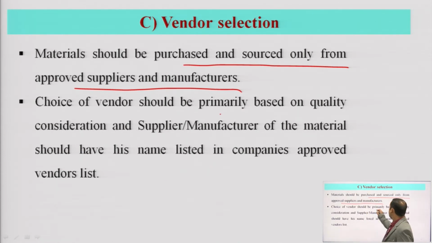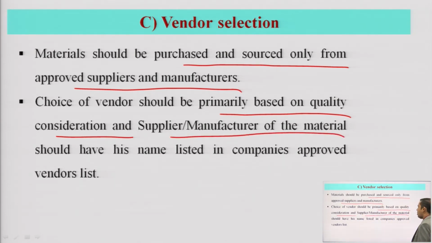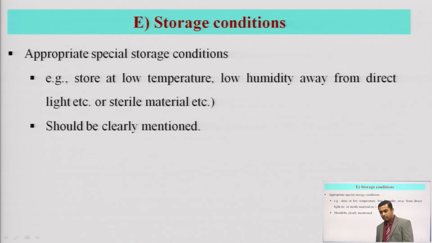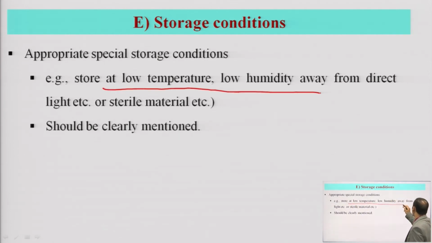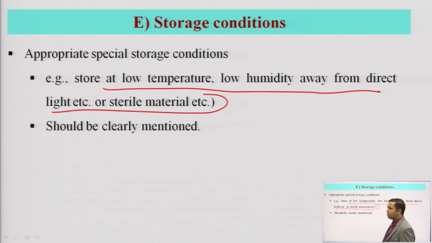Choice of vendor should be primarily based on quality consideration, and the supplier or manufacturer of the material should have its name listed in the company's approved vendor list. Storage condition: appropriate special storage conditions should be required, for example, store at low temperature or low humidity, away from direct light. These things will come into the picture.